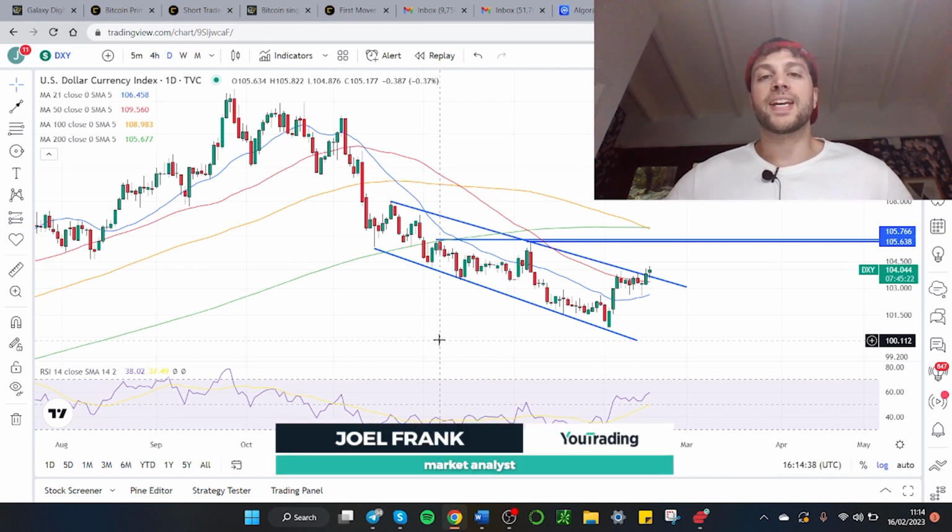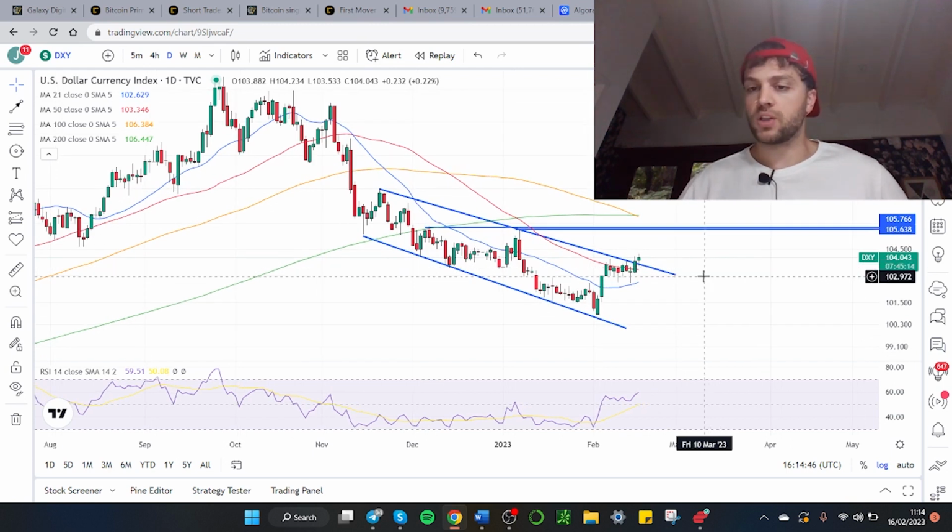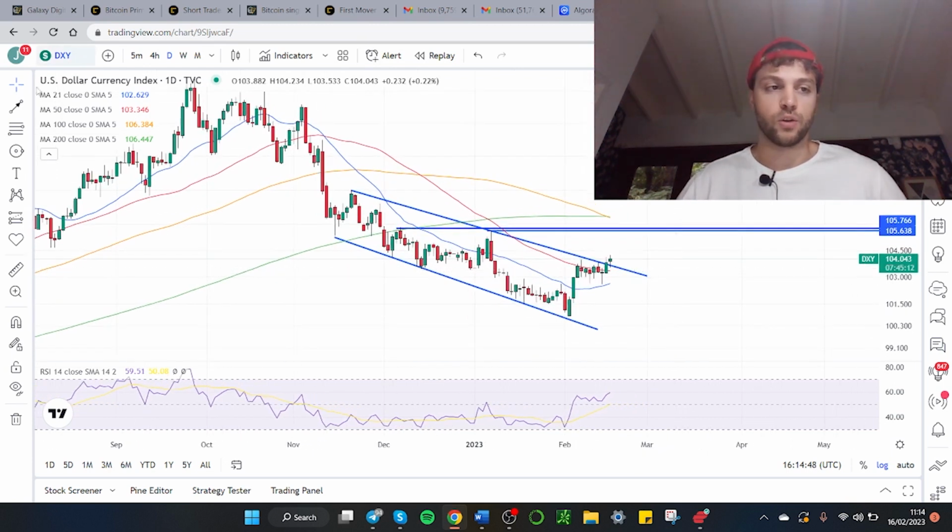In today's video, we're going to be taking a quick look at a trade idea that I'm currently monitoring. It is to do with the US dollar index, which you can see here. We'll start off by looking at the charts first of all, of course.